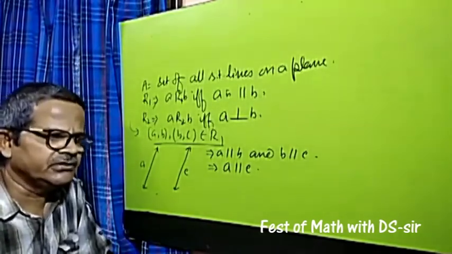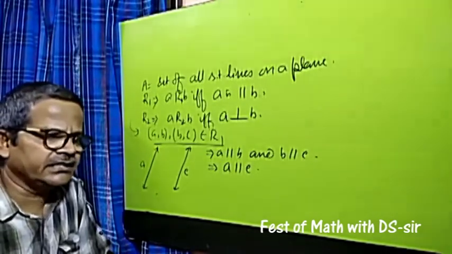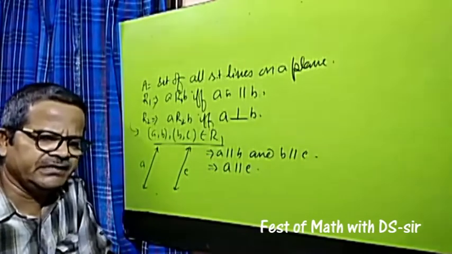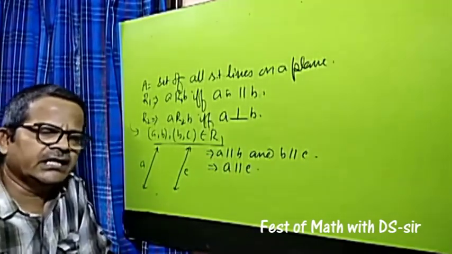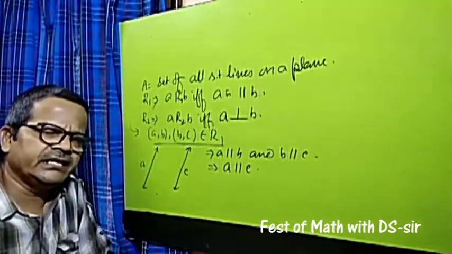This was a theorem in class 8. In class 8, you read about this theorem: if the line AB is parallel to CD and the line CD is parallel to line ED, then AB and ED are parallel.